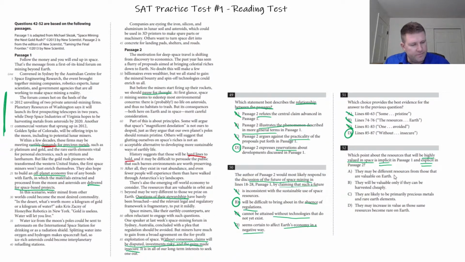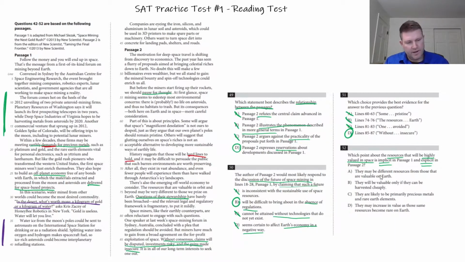So for A, and this is regarding resources, by the way, the resources may be different from those that are valuable on Earth. Yeah, we did talk about that, right? Because this guy points out in the desert, what's worth more? A kilogram of gold or a kilogram of water? On Earth, gold is obviously worth more, right? But in space, water would be worth more, and we have all these potential uses for it in space. So that was sort of implied, right? That the value of resources in space may be different from those on Earth.